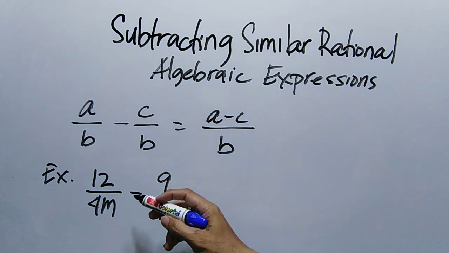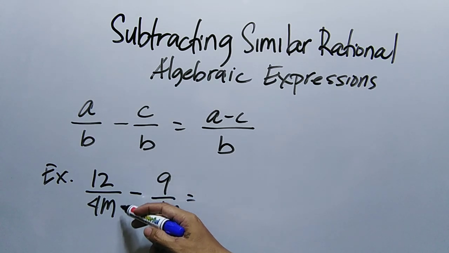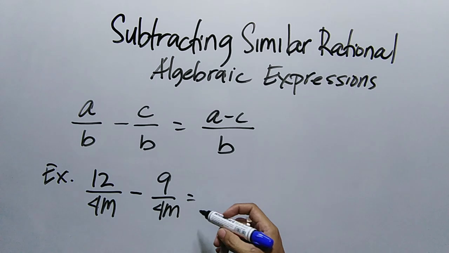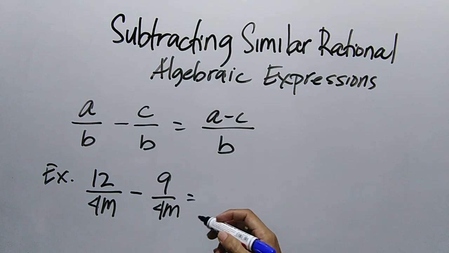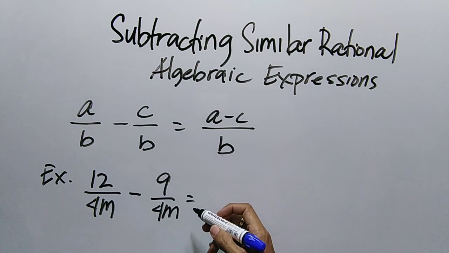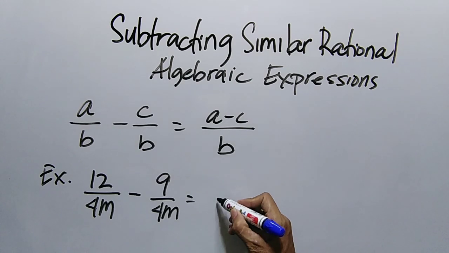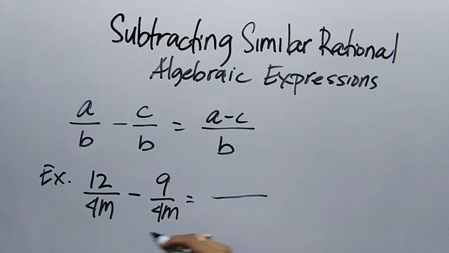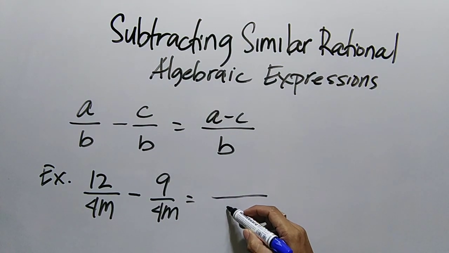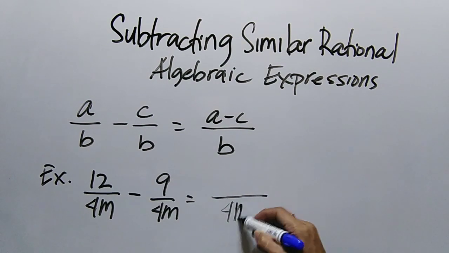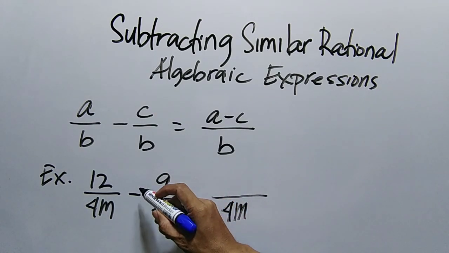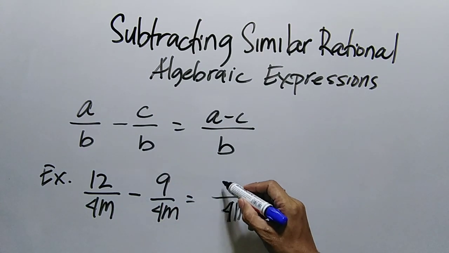So, let's have an example. 12 over 4m minus 9 over 4m. Okay? So, since similar, kasi similar rational algebraic expression ito, kopyahin natin yung common denominator. Okay? So, yung common denominator is 4m. Okay? And then, yung sa ating numerator ay isubtract natin.